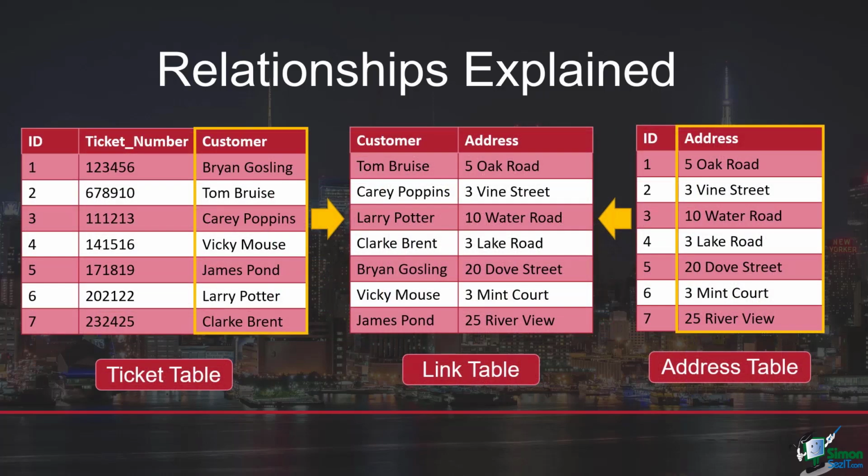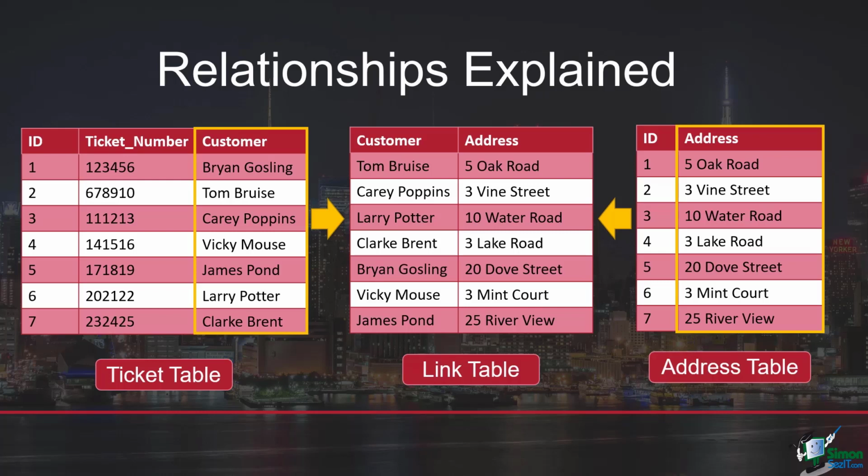Well, this is where we would create ourselves a link table. And a link table is a table that kind of sits in between and contains a field from one table and a field from another. And we can then use that link table to bring those tables together. So you can see that example here.